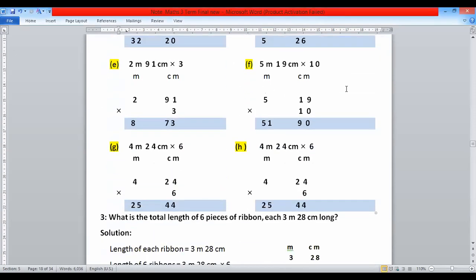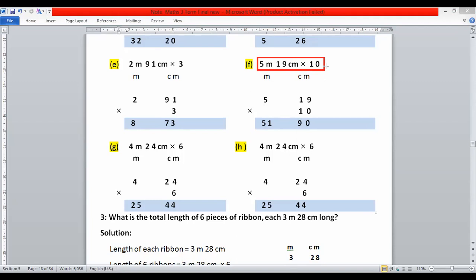Similarly, the solutions of parts E, F, G, H are written in front of your screen. You can solve these parts by yourself, and also you can copy the solution of these parts. I'm just going to explain part F because part F is a little bit different from the other parts. In part F, we are going to multiply 5 meters 19 centimeter by 10.